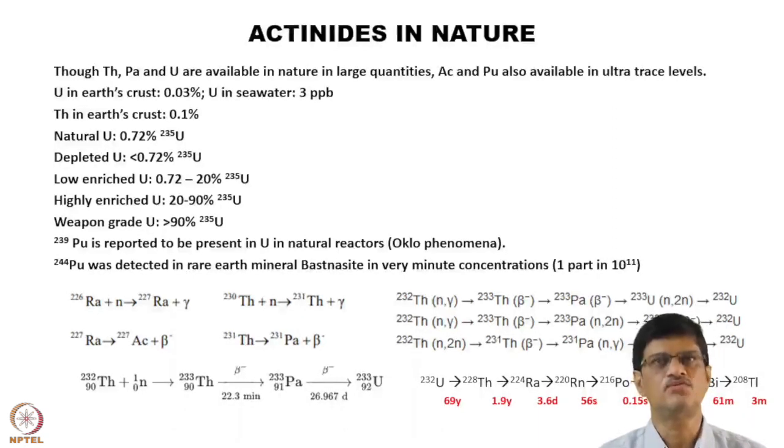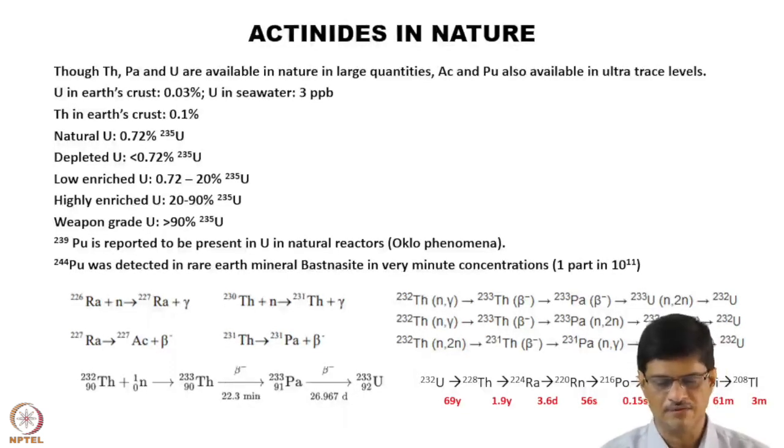As I have mentioned, plutonium-239, at ultra trace levels, is reported in the natural uranium reactors, that is the Oklo phenomenon, where the uranium-235 content at the stage when this reactor was suggested to be operative was more than 3% in the natural uranium in the mine at Oklo. Plutonium-244 was detected in the rare earth mineral bastnasite, also in very, very minute concentration, 1 part in 10 to the power 11.